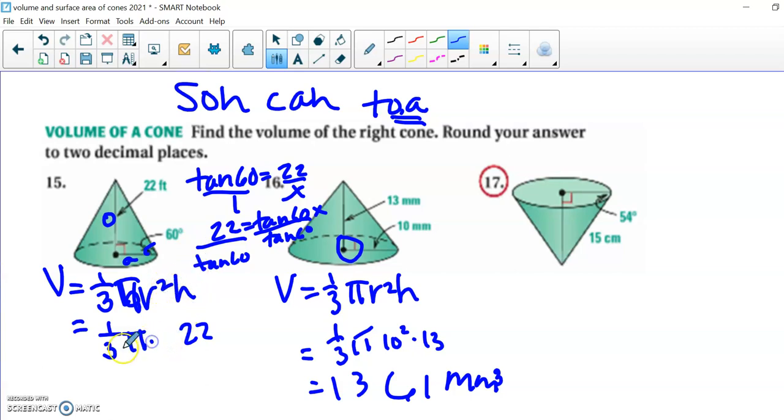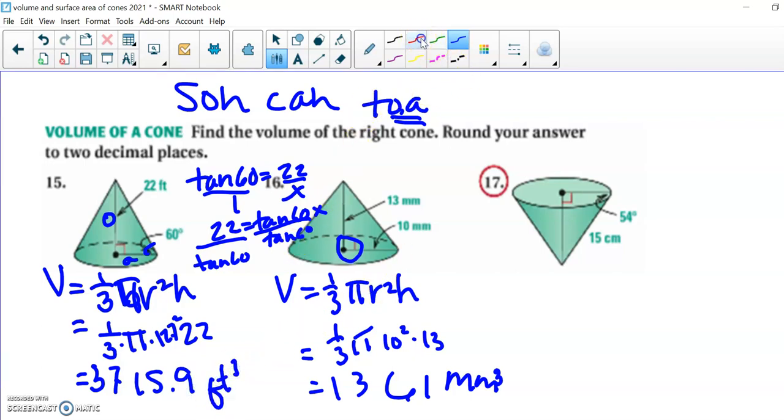So I'm going to go back here, I'm going to stick in 12.7, and I'm going to punch that in my calculator. So I have, whoops, that should be squared. So I have 12.7 squared times 22 times pi, and then I'm going to divide that by 3, and it tells me that my volume is about 3,715.85. So we'll say 3,715.9, and that's going to be cubic feet.